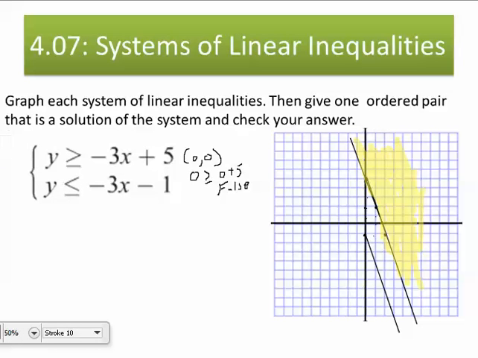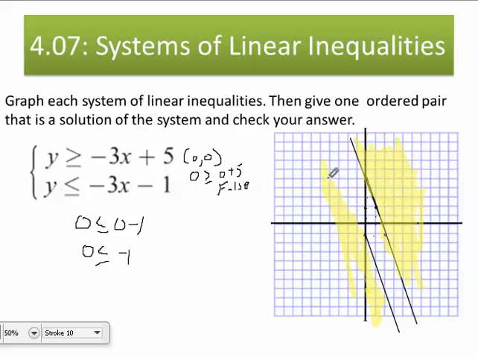So if I pick the point 0, 0 on this one and plug that in, I get 0 less than or equal to 0 minus 1, and 0 is less than or equal to -1. That's false. So I don't want the side that has 0, 0 on it. I want the other side. And so that's going to be everything over here.